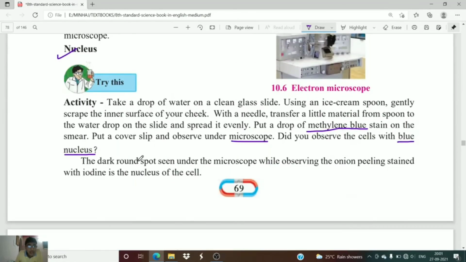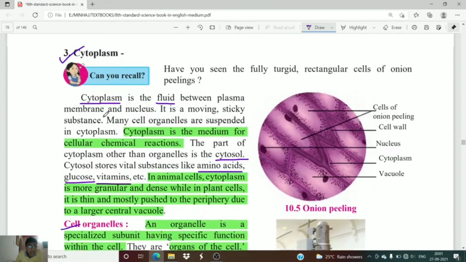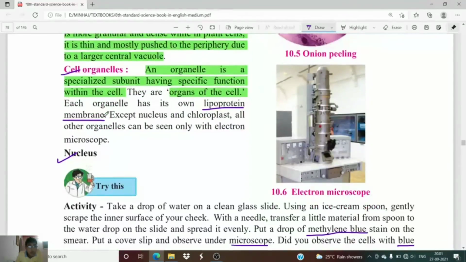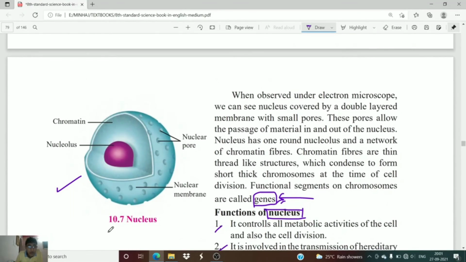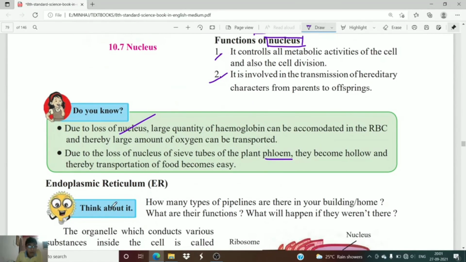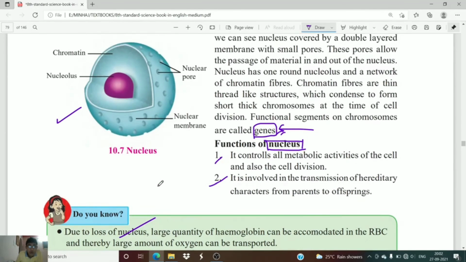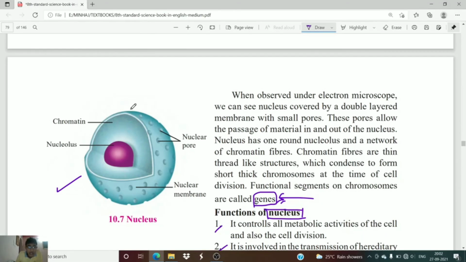Now in this lecture we have seen what is cytoplasm, and we have also gone through the concept of the nucleus. In the next lecture we will study the different organelles which are there in a cell. So for this lecture your homework will be, you have to draw this diagram of the nucleus in your notebook.